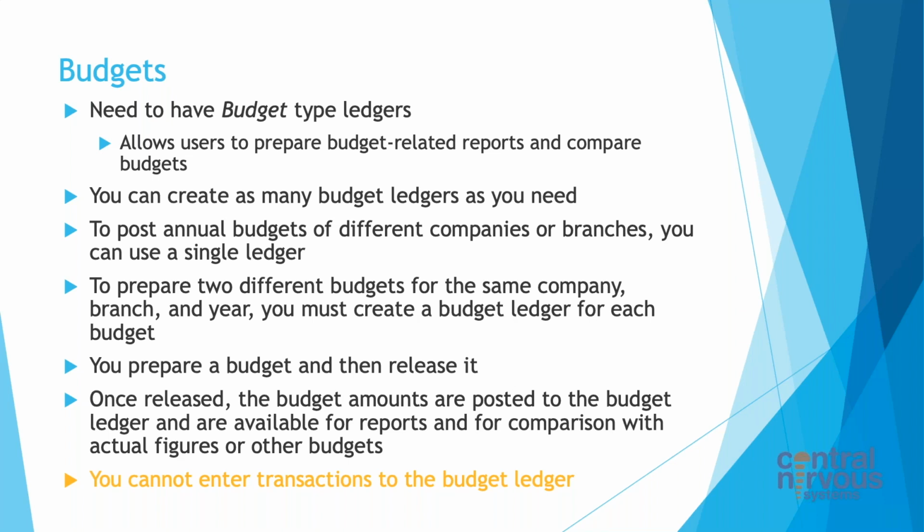So the first thing you do is you prepare a budget, and then once you're happy with it, you release it. Once it's released, the budget amounts are posted to the budget ledger and are available for the reports or for comparisons to the actual figures or other budgets. Note the line in yellow: you cannot enter transactions to the budget ledger. This is not a journal transaction that you can make to the budget ledger. It is put through the budget screen, but you can't make any transactions to the budget ledger.